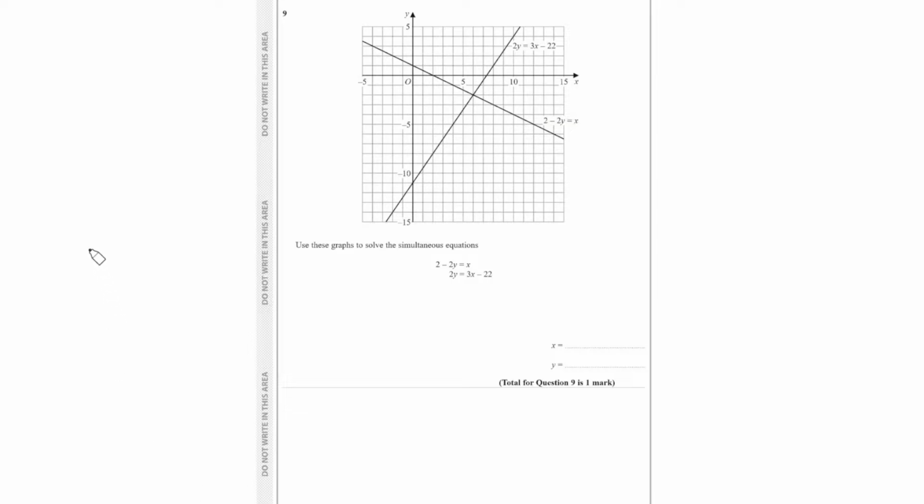Okay, question 9, 1 mark. This is actually a really nice question, really easy question, but we just need to know how to do it basically. So use these graphs to solve the simultaneous equations. They've listed them here. You don't even need to read this, to be honest, as long as it's obviously the same as what's up here.